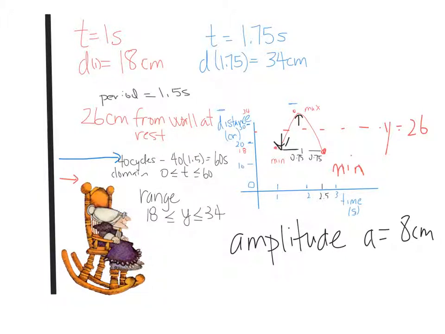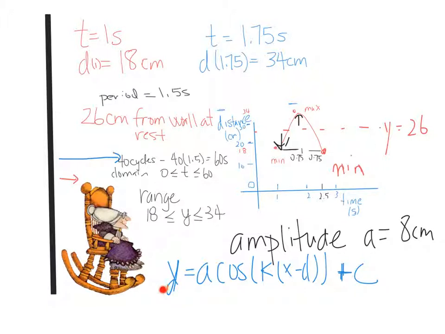The next question asks for an equation of the sinusoidal function. We could choose to go with sine, or we could choose to go with cosine. I'm going to choose cosine because then I can look at the maximum of this new function and compare it to the maximum of the cosine function. I've written down the general function here, y equals a cosine k(x minus d) plus c. So we need to know a, k, d, and c. A is the amplitude, so that would be 8.